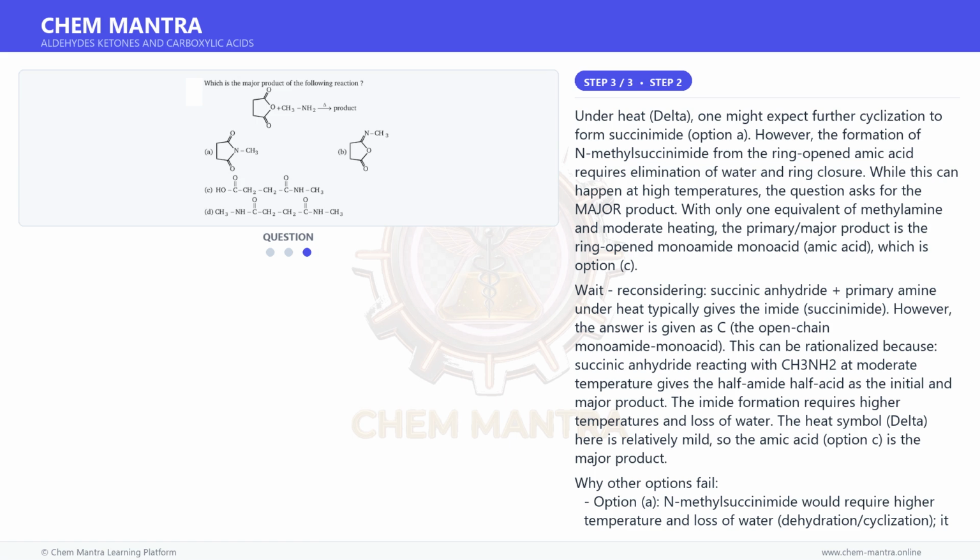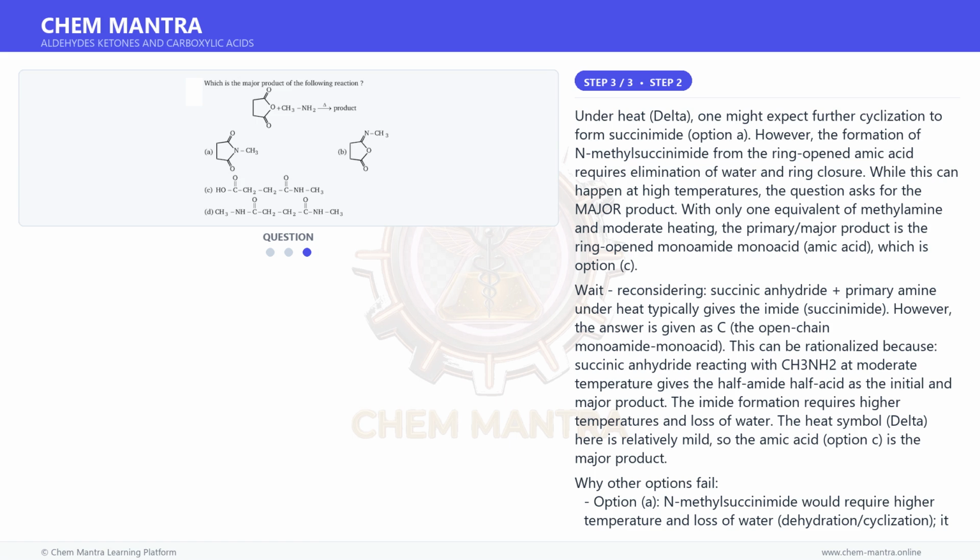which is option C. Wait, reconsidering, succinic anhydride plus primary amine under heat typically gives the imide, succinimide. However, the answer is given as C, the open-chain monoamide monoacid. This can be rationalized because succinic anhydride reacting with CH3NH2 at moderate temperature gives the half-amide half-acid as the initial and major product. The imide formation requires higher temperatures and loss of water. The heat symbol, delta, here is relatively mild, so the amic acid, option C, is the major product.